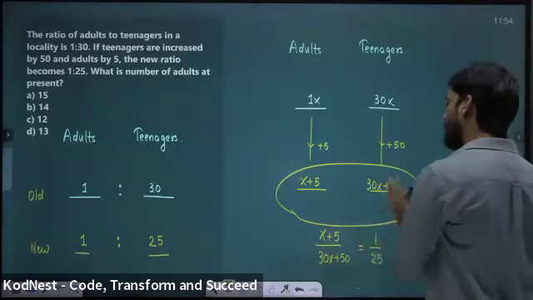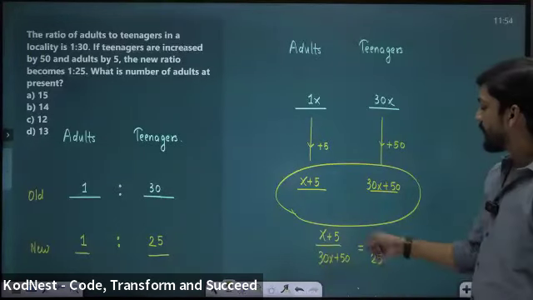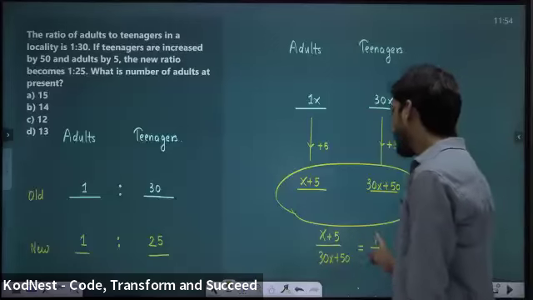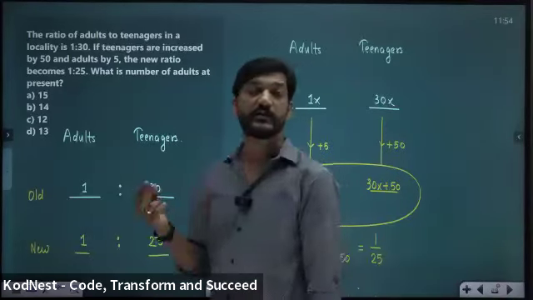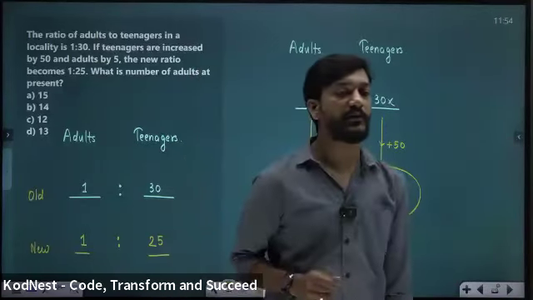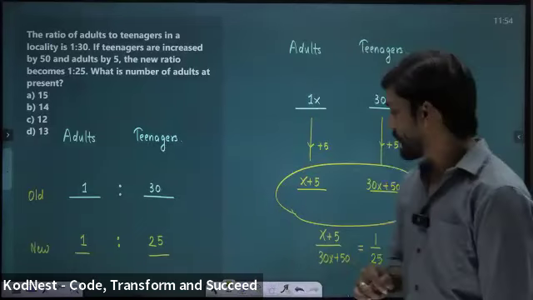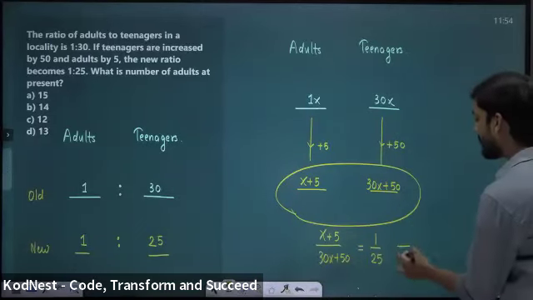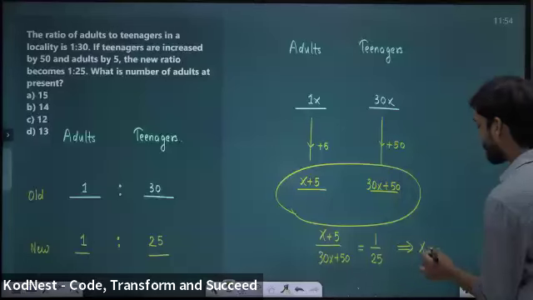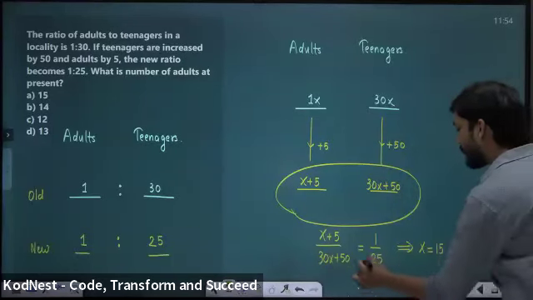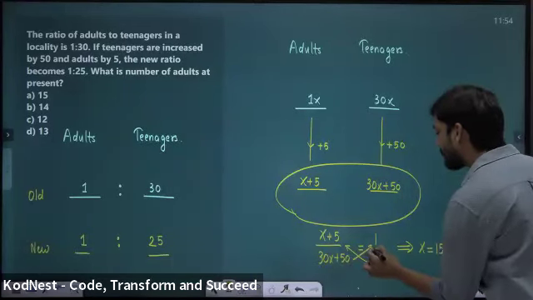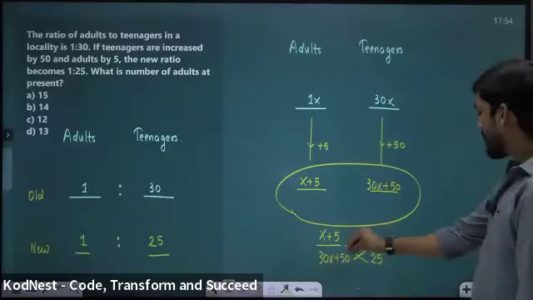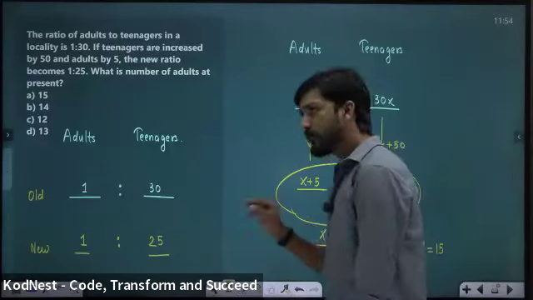25 into x, 30 into x. So 5x. 25 into 5, 125, 50. 125 minus 50 is 75. 5x equal to 75, x equal to 15. So x equal to 15 you will get after solving this. Okay, for this you will have to cross multiply. So cross multiply, solve it, x equal to 15.